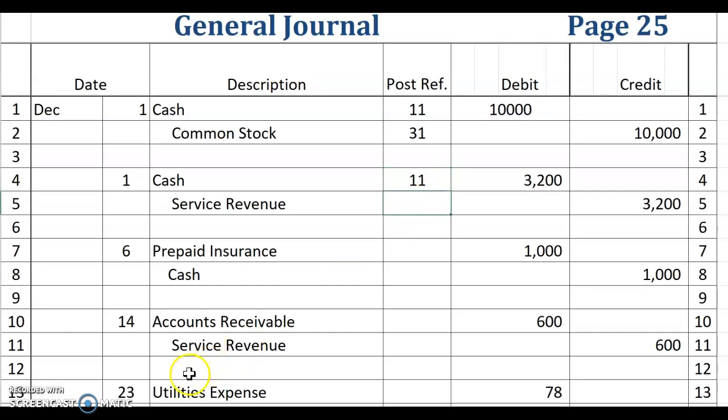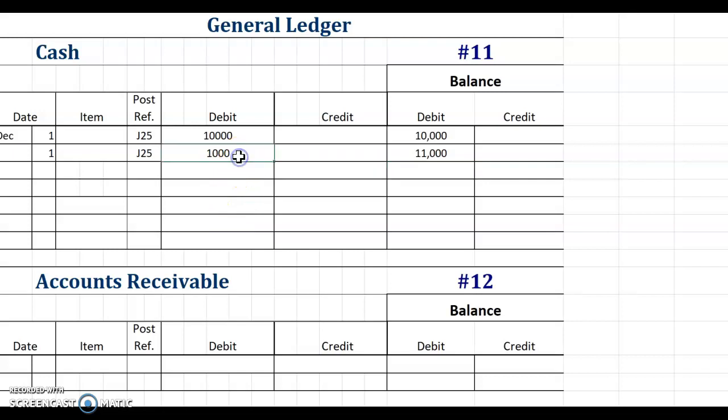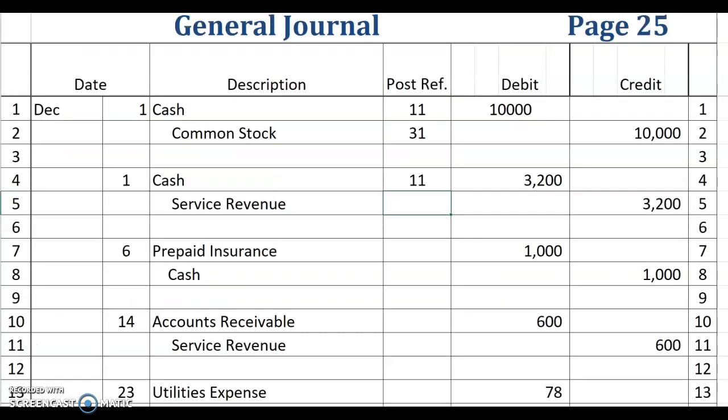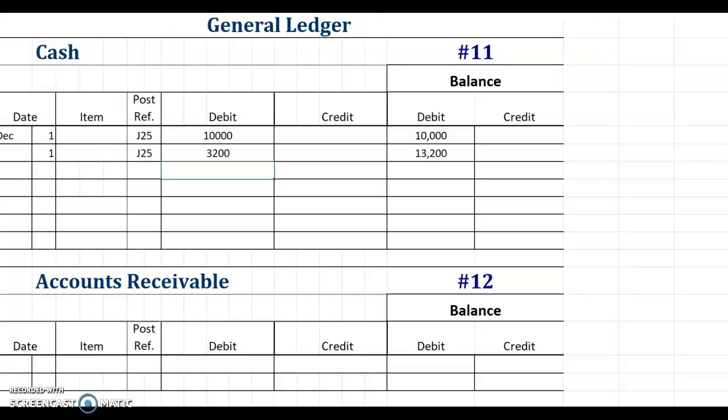Now we need to post the 3,200 credit. Oh, so I think I posted the wrong amount. Let's go back. That actually should have been 3,200. So that made our balance 13,200, the 10,000 plus the 3,200. Now we need to post the credit to service revenue of 3,200.